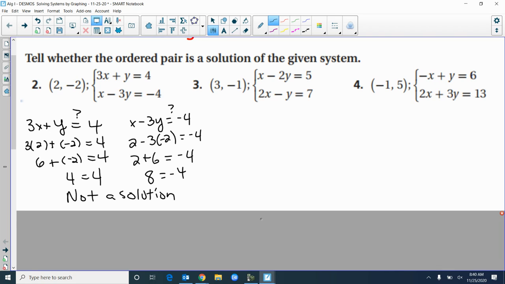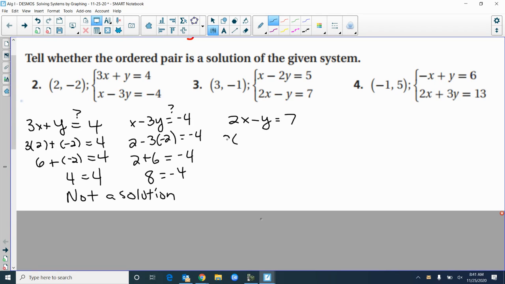So if it is a solution, it works for both of them. If it's not a solution, then it doesn't work for one of them. Is there one of these 2 equations it doesn't work for? Since you said it's not a solution. Number 2, the second one. The second one.